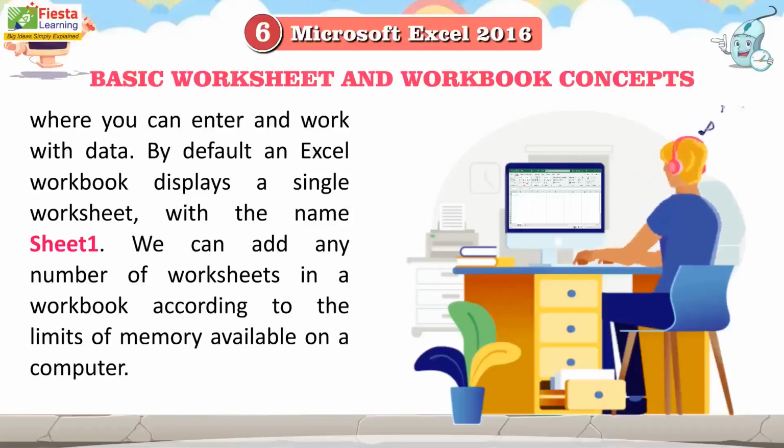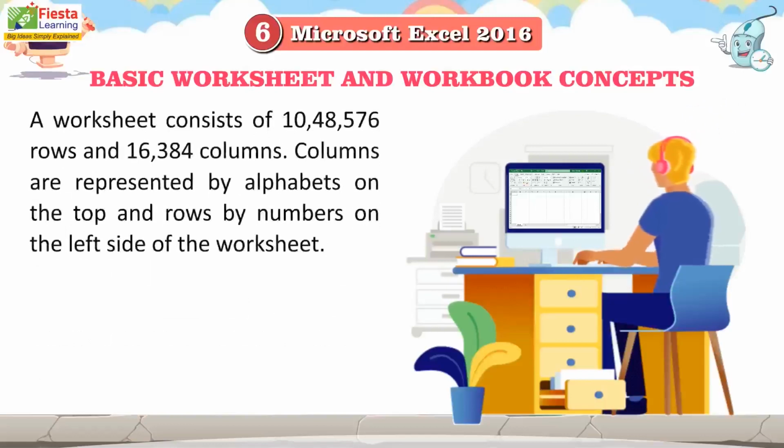We can add any number of worksheets in a workbook according to the limits of memory available on a computer. A worksheet consists of 10,48,576 rows and 16,384 columns. Columns are represented by alphabets on the top and rows by numbers on the left side of the worksheet.